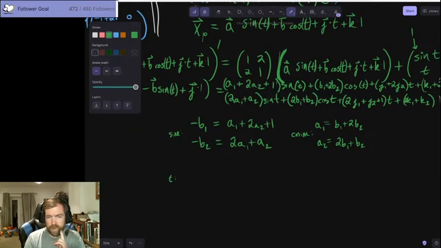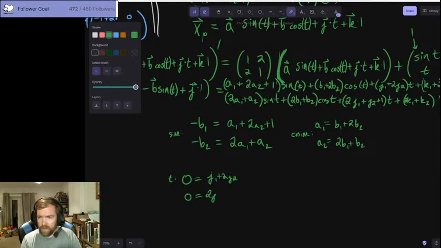We have on the left none. So 0 is equal to the following. So on top, our T's are J1 plus 2J2. And down bottom, we have 2J1 plus J2 plus 1.